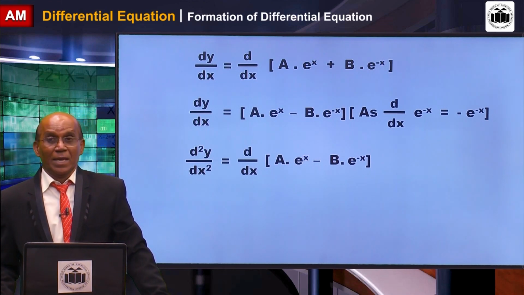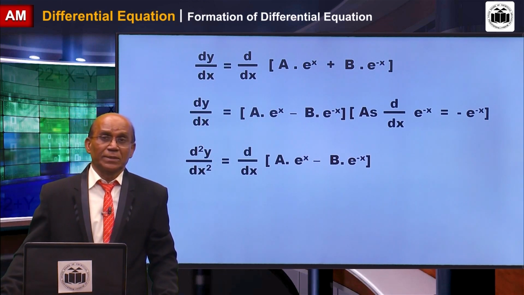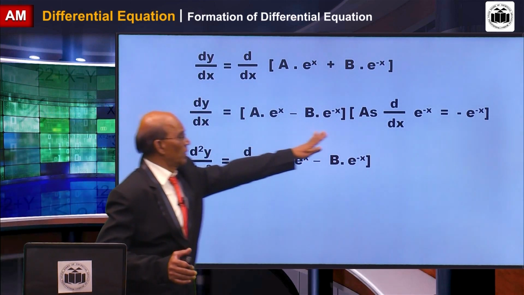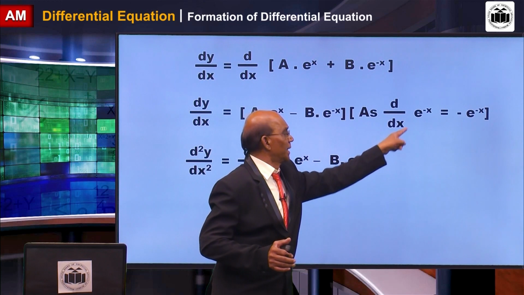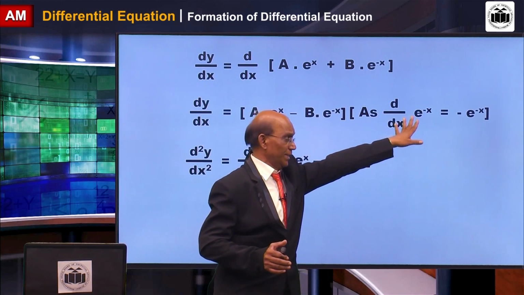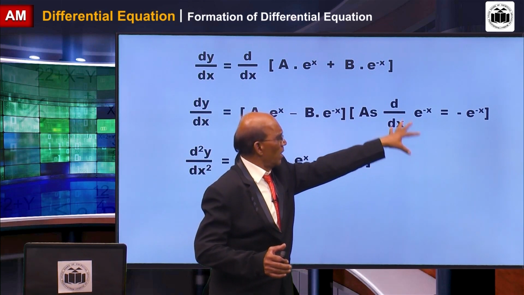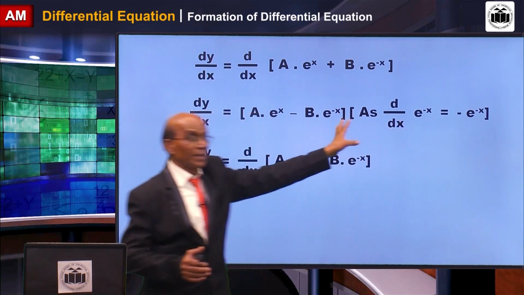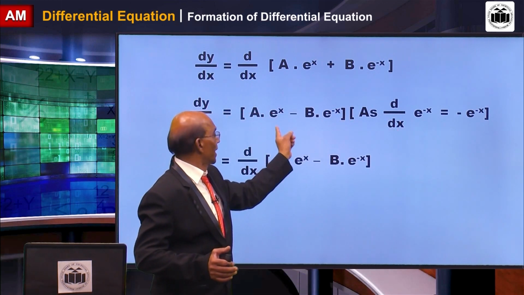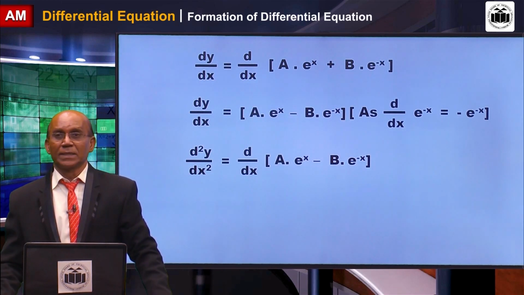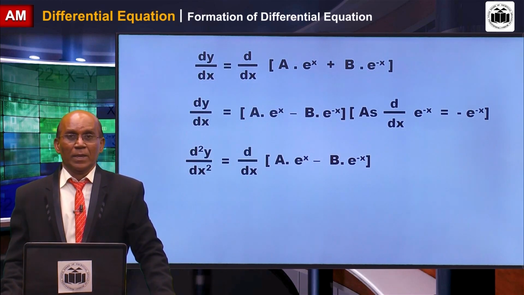So the next step is dy by dx equals a e raised to x minus b e raised to minus x. And keep in mind, students, you always make a mistake in this particular step. That one is d by dx of e raised to minus x equals minus e raised to minus x. Often students make mistakes here because they know the derivative of e raised to x as e raised to x, and hence keep in mind the derivative of e raised to minus x is minus e raised to minus x.